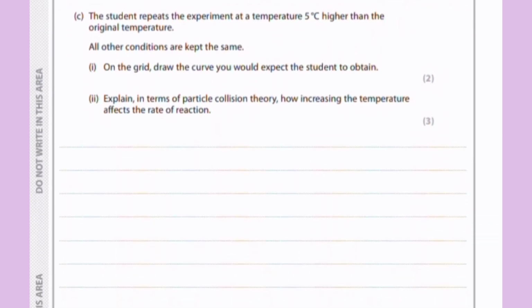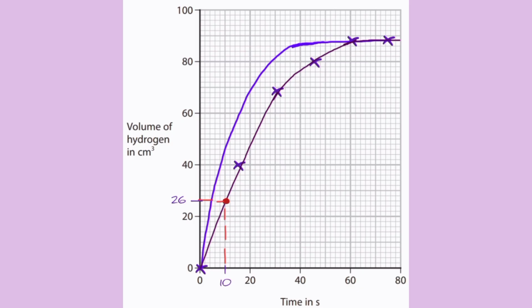C. The student repeats the experiment at a temperature 5 degrees centigrade higher than the original temperature. All of the conditions are kept the same. Part 1. On the grid, draw the curve you would expect the student to obtain. We know that an increase in temperature gives a faster rate of reaction because particles have more kinetic energy when the temperature is higher, so they collide more frequently. A faster rate of reaction means that the graph should be steeper initially.